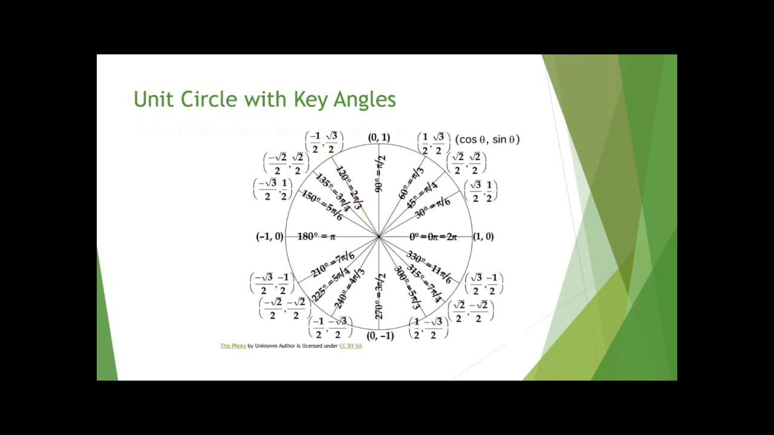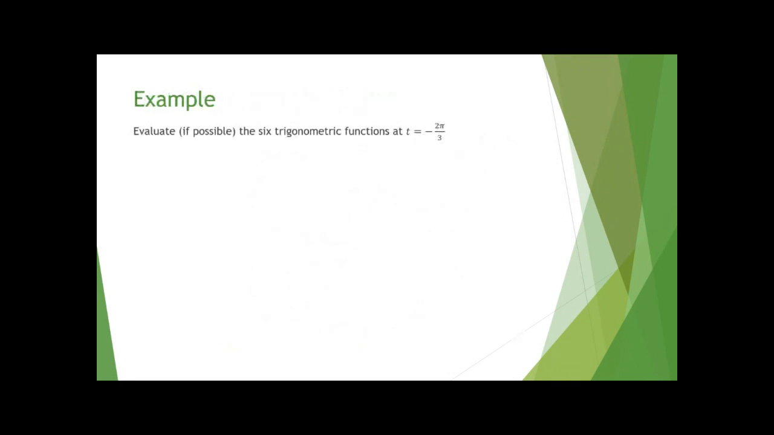Okay, so now that I've gone through all of that, let's actually do some problems so that you can see how all of this works. Okay, I'm going to put my tablet down just so that I can write flat here. Okay, so we've got: evaluate if possible, sometimes you can't, the 6 trig functions at t equals -2 pi over 3.